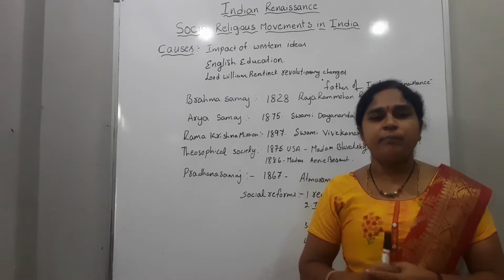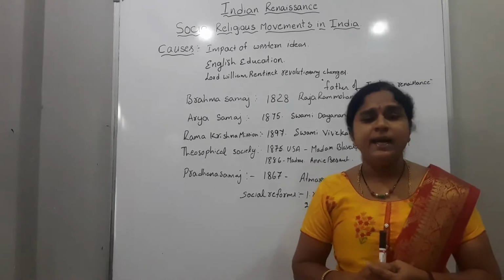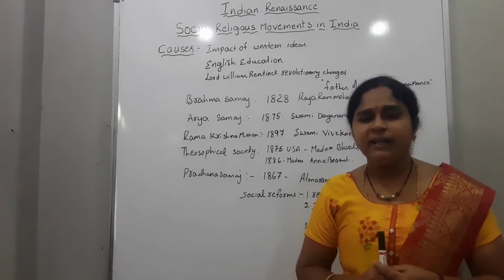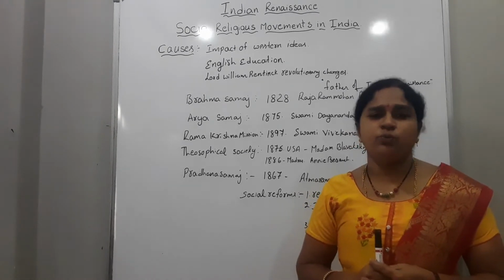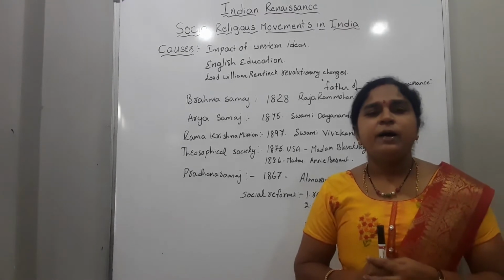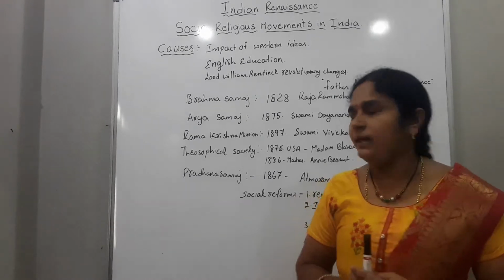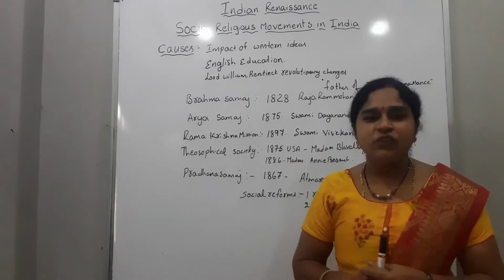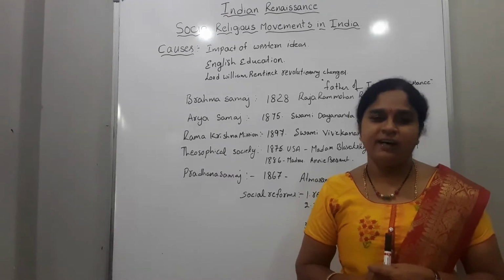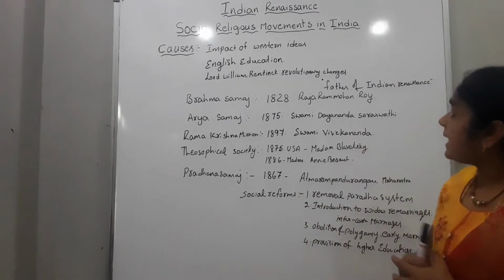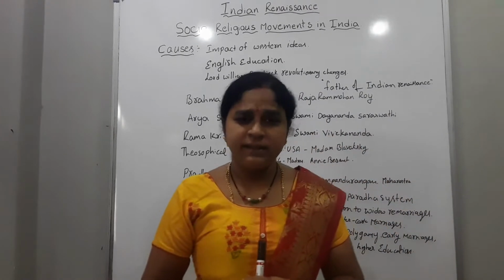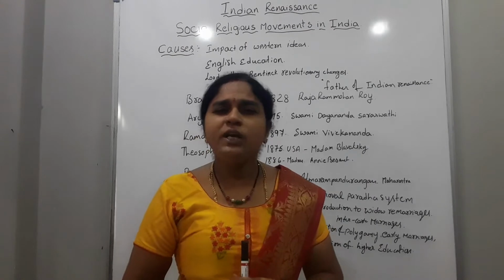Raja Ram Mohan Roy worked for the abolition of some social evils and also for religious changes in the mindset of Indian people. In 1828, he introduced the Brahma Samaj in India. He followed certain doctrines and principles. What are the principles? Only one God.